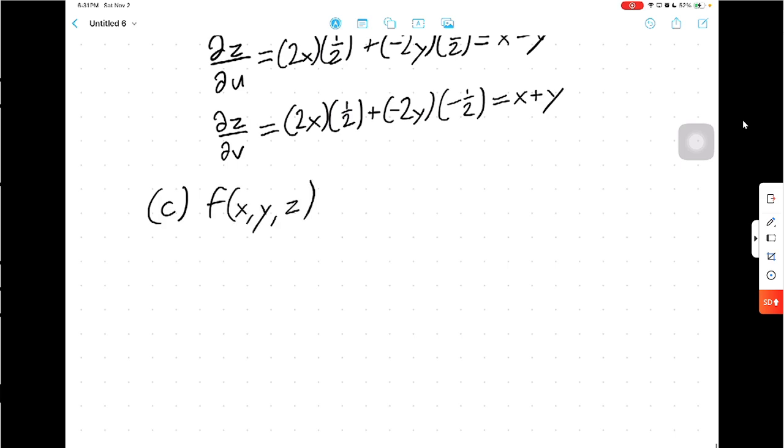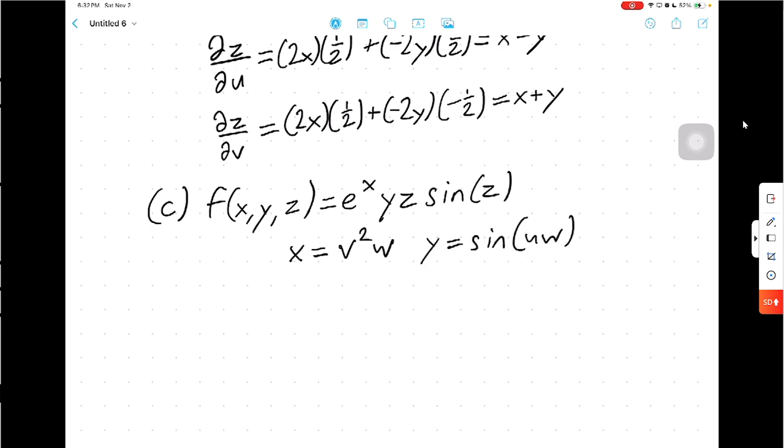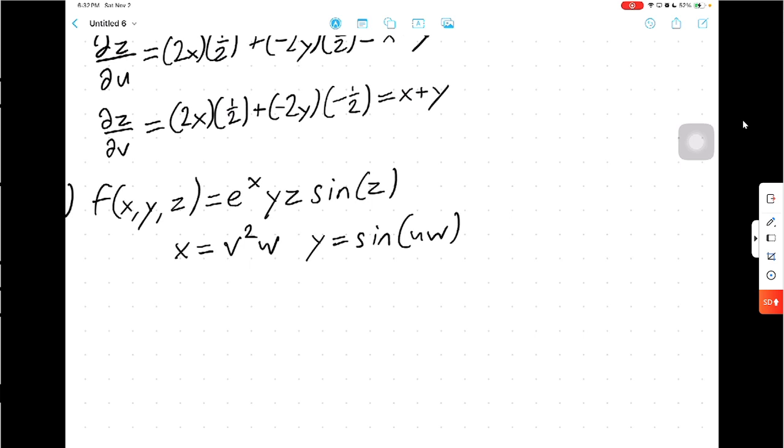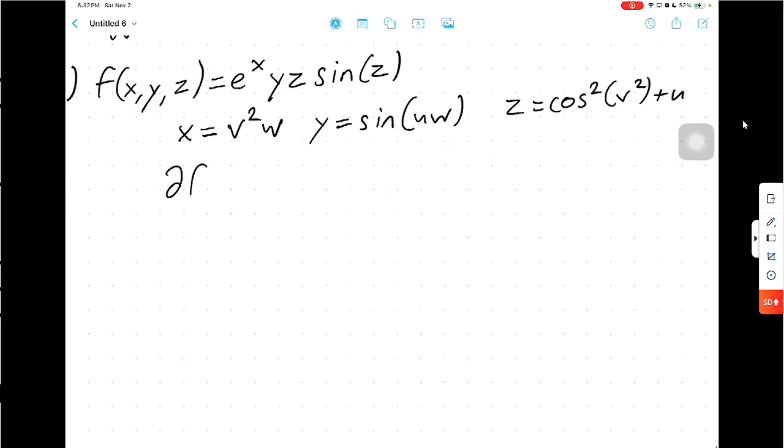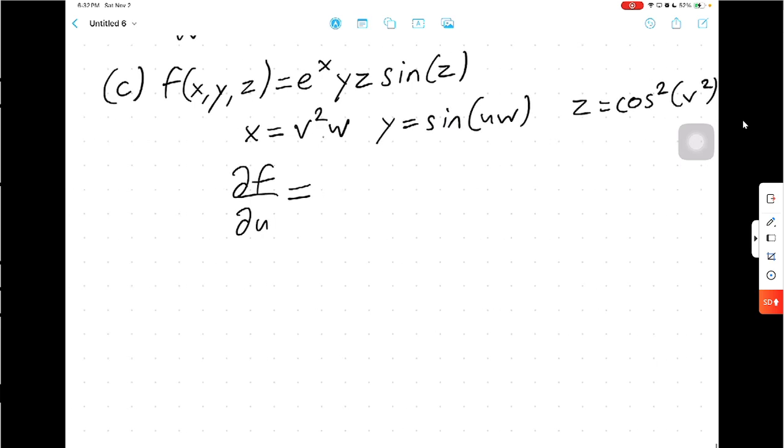C. F of x, y, z is equal to e to the xyz sine of z. X is equal to v squared w, y is sine of uw, and z is equal to cosine squared of v squared plus u. And then it says partial f with respect to u, v, and w. The partial of x with respect to u is going to be 0, so I can skip that one.